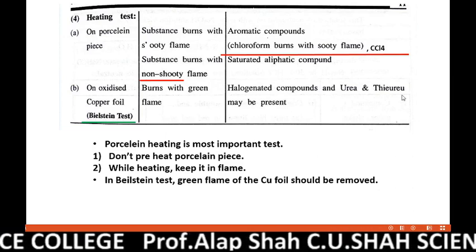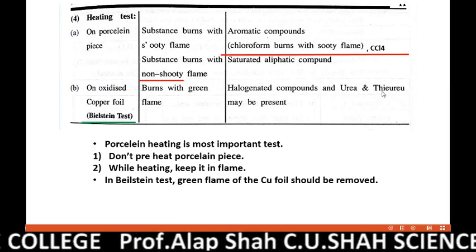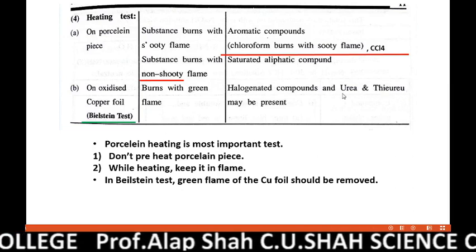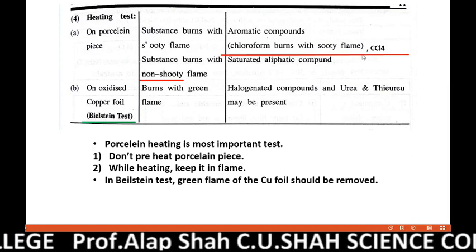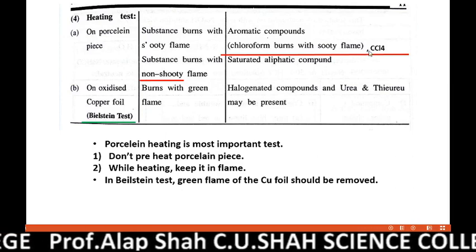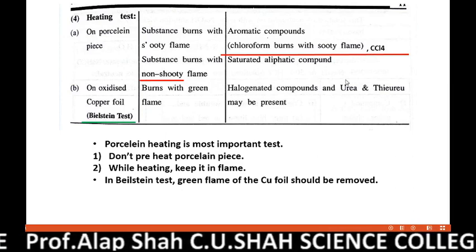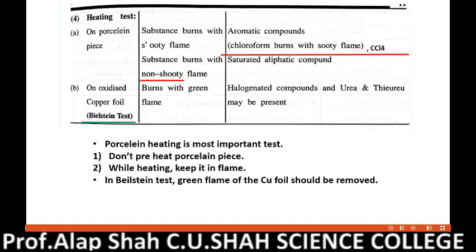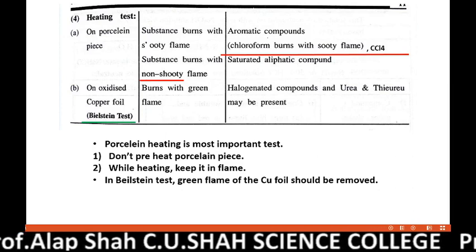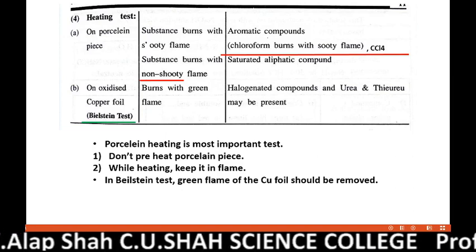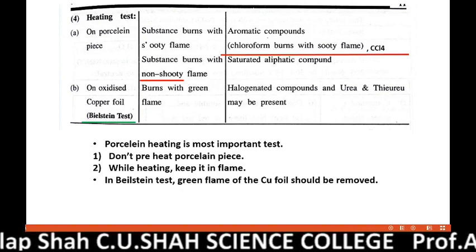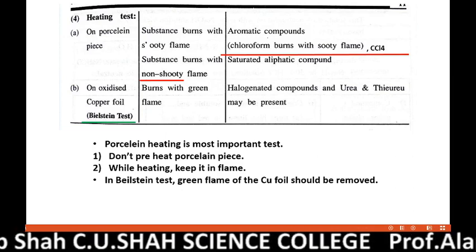Here there is a spelling mistake in the book in the thiourea spelling. So thiourea, urea, chloroform, carbon tetrachloride, chlorobenzene, bromobenzene, these substances burn with a green flame on the copper foil. So again you have to remember the name of this test. It is called the Beilstein test.